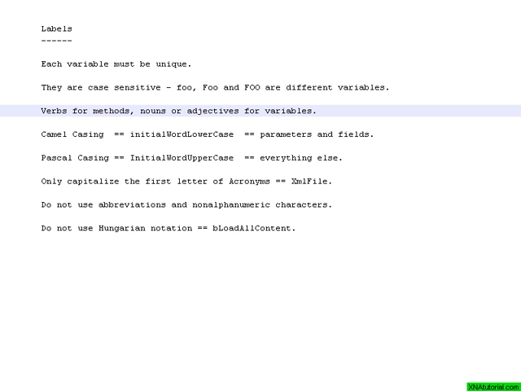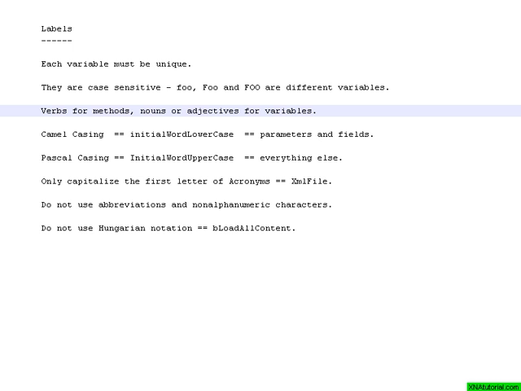A good way to do it is to have a verb in the name for a method, because methods do things, they execute code. And you have nouns or adjectives for variables because they store information about what a class is like, or possibly you use a noun to label the actual data instead.